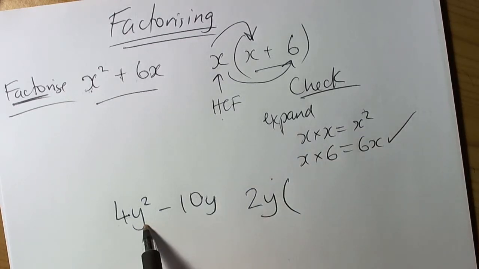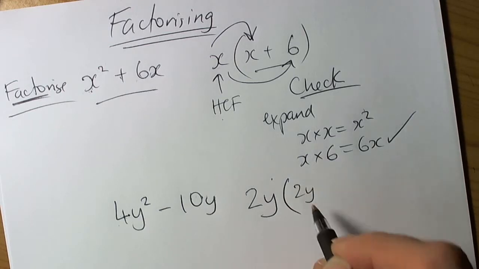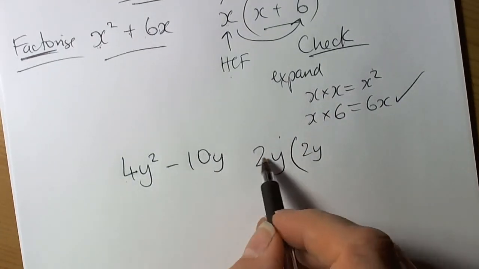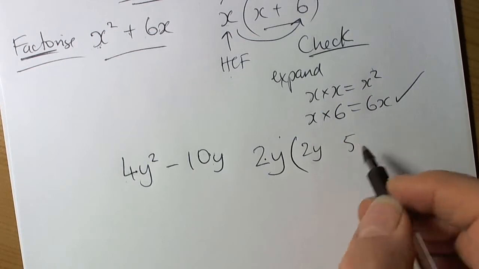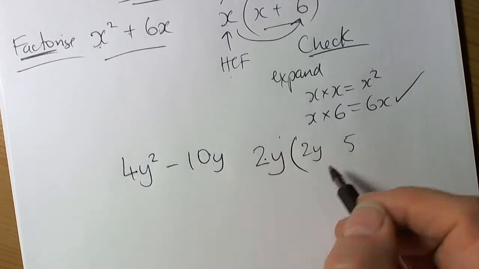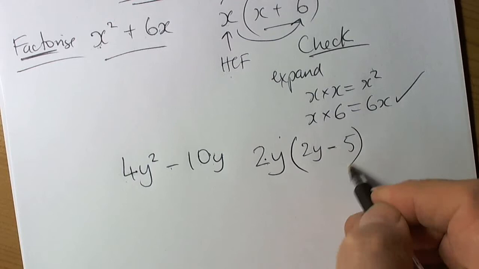What do I multiply 2y by to give me 4y squared? Well, it happens to be another 2y. And what do I multiply 2y by to give me 10y? Well, I need 5 of those, so 5 lots of that will give me 10y, but there's a negative, so it'll be a negative sign there.